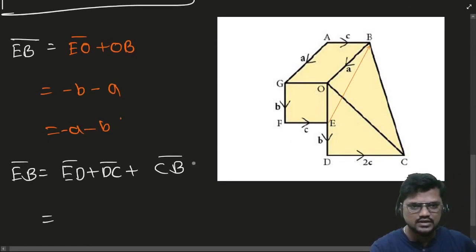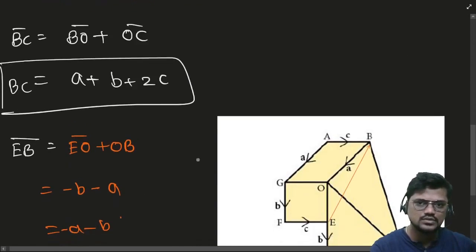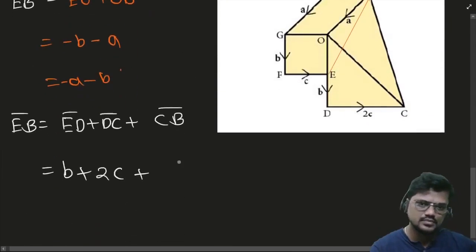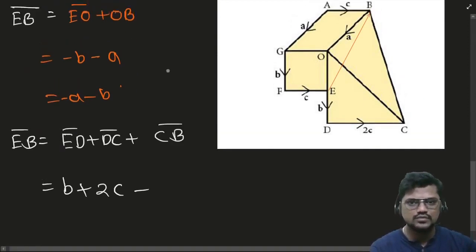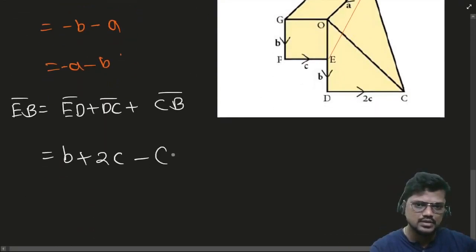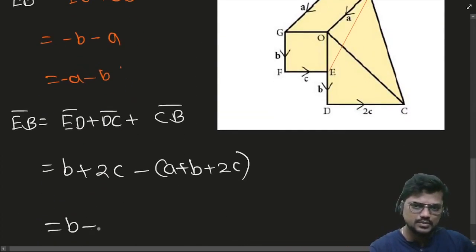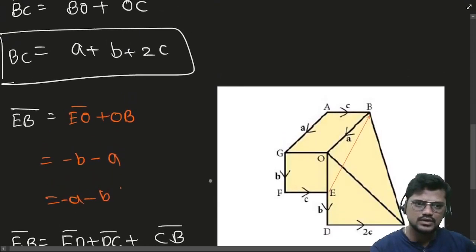So what is vector ED? That is B. What is vector DC? That is 2C. And what is vector CB? We have just found BC, no? So CB will be the negative of this. So it will be minus what we have found for BC, that A plus B plus 2C. Right? Yeah, you can do that. So this will be B plus 2C minus A minus B minus 2C. This plus 2C minus 2C get cancelled. B minus B. Oh, wait.